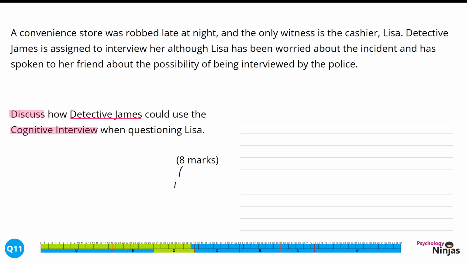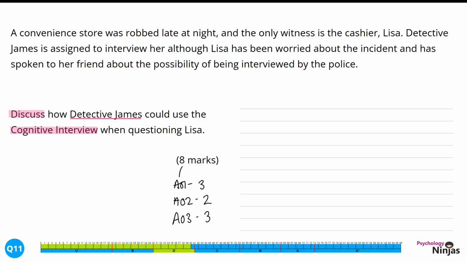So we have 3 marks for our explanation of cognitive interview. We have a further 2 marks for our explanation of this in context, and then a final 3 marks for evaluating the cognitive interview. So this question is asking us to do all 3 of our exam skills.